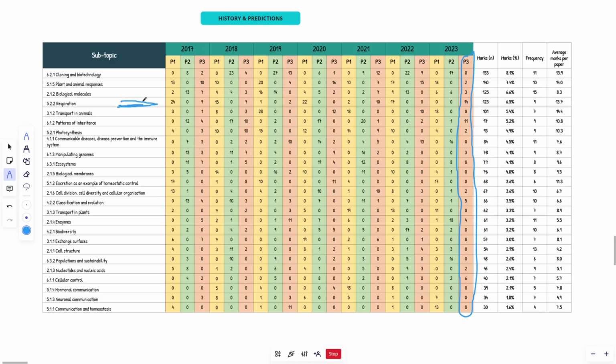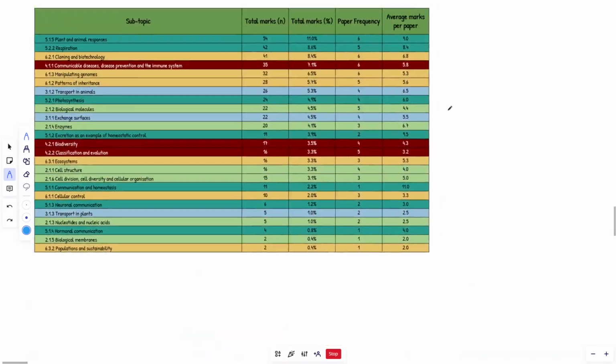So for example, last year, respiration came up a ton, but the year prior to that, it didn't come up at all. And then the year before that, it came up for 10 marks. The year before that, it came up not at all. There isn't a clear pattern of it missing every other year or something like that, but that's where I'd spend my revision, in the gaps, if that makes sense.